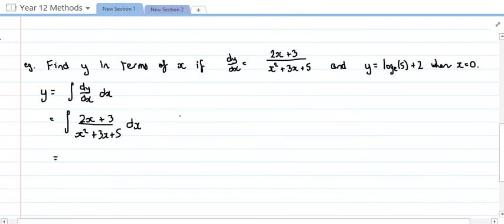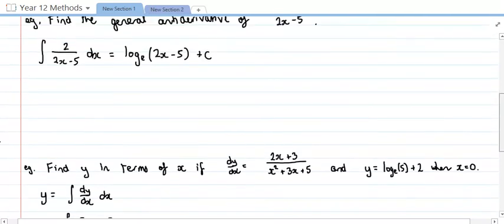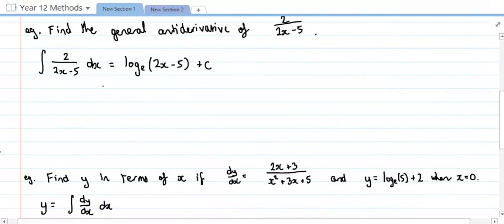So that just comes out to be, just give me a second, I just want to check something. Oh yeah, I was a little bit slack with that last question. Sorry, I'm just going to go a little bit off topic here, but that there should be the modulus of 2x minus 5.